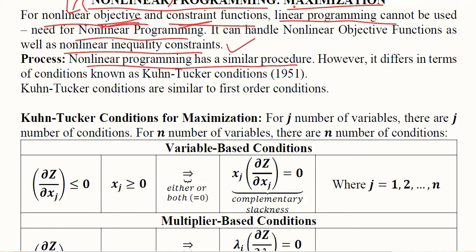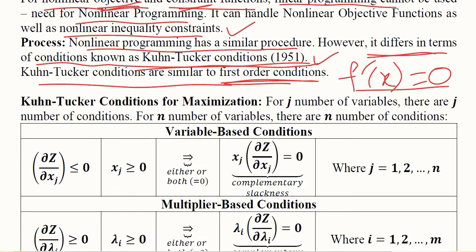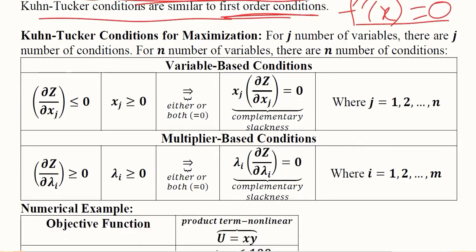However, there is a slight difference, as you will see, and that difference is based upon the terms and the conditions provided by Kuhn-Tucker. These are the Kuhn-Tucker conditions, 1951. These are the conditions that we will use in order to maximize or minimize a certain objective function by using nonlinear programming. These conditions are similar to the first order conditions that we have studied before in calculus-based optimization that required the first order derivative to be equal to 0. So here Kuhn-Tucker conditions for maximization are being explained.